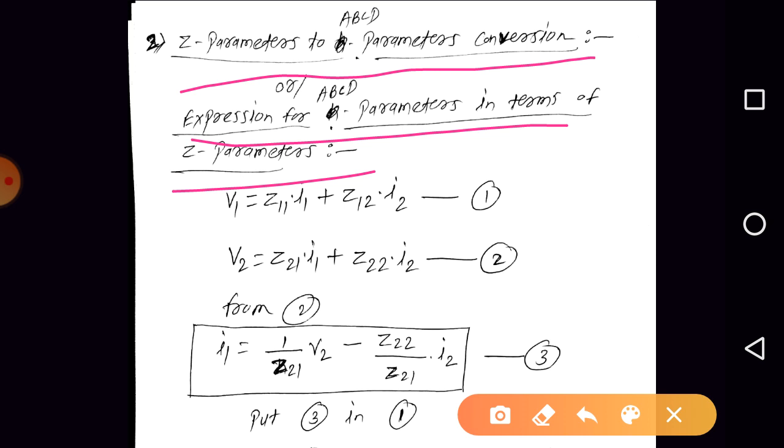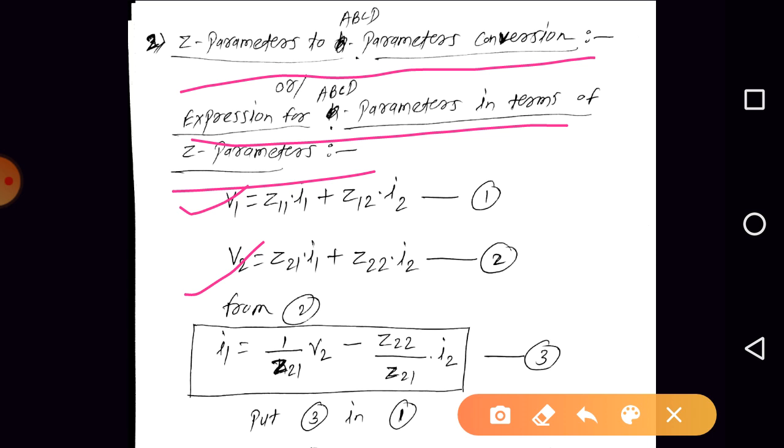So simply write the first 2 equations, the characteristic equations of the z parameters, that is v1 v2 in terms of I1 I2, right? So v1 is equal to z11 I1 plus z12 I2, v2 is equal to z21 I1 plus z22 into I2. Are you getting the point, right? Next, our task is to find the expression for abcd parameters, right? So at the end, what is the last step? A is equal to, B is equal to, C is equal to, D is equal to, right? So abcd in terms of z parameters, right?